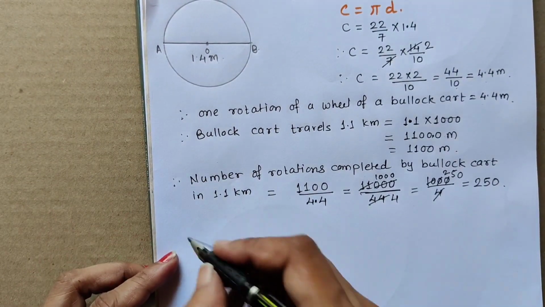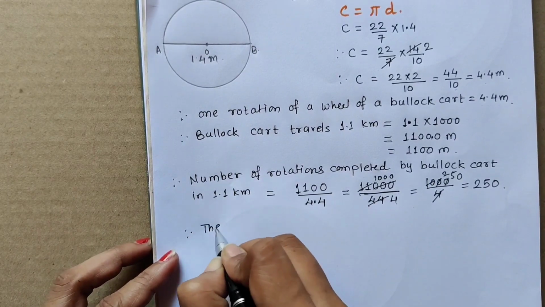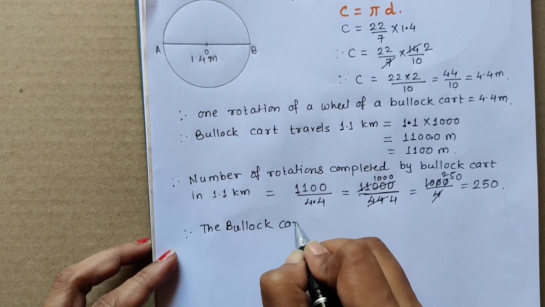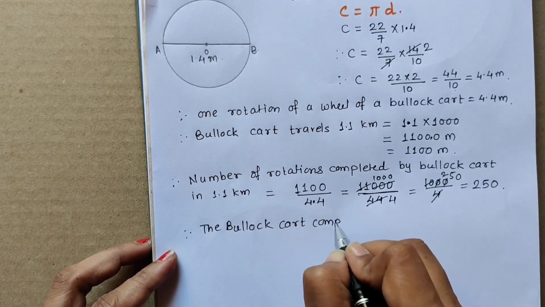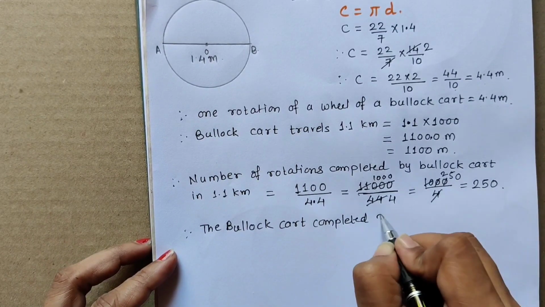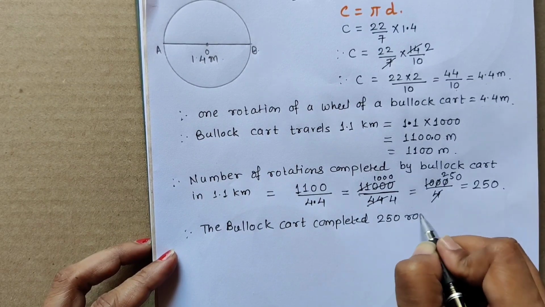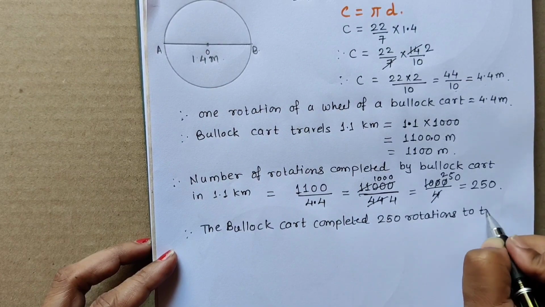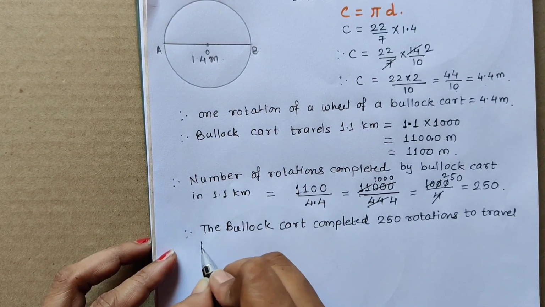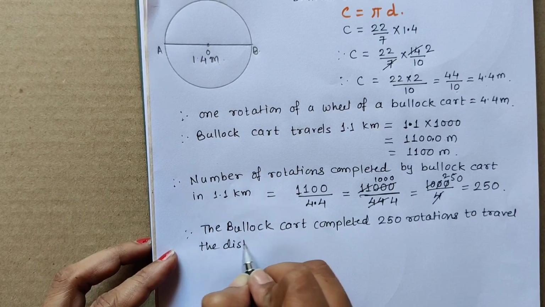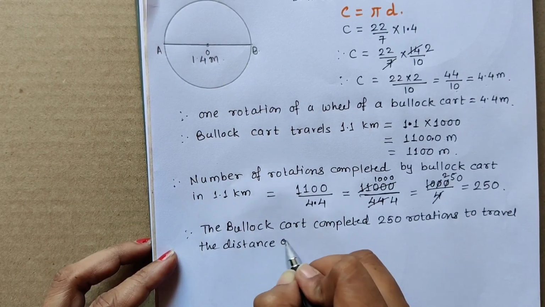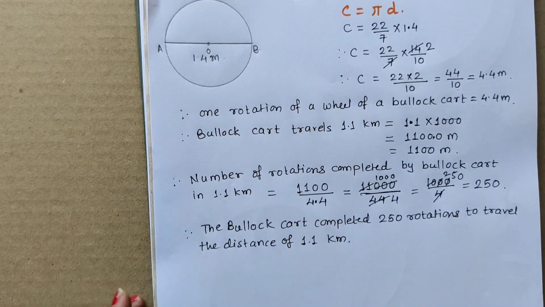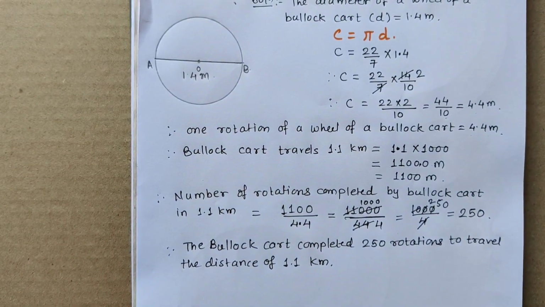250 rotations. So therefore, write the answer statement: the bullock cart completed 250 rotations to travel the distance of 1.1 kilometer. In this way you can solve this sum also.